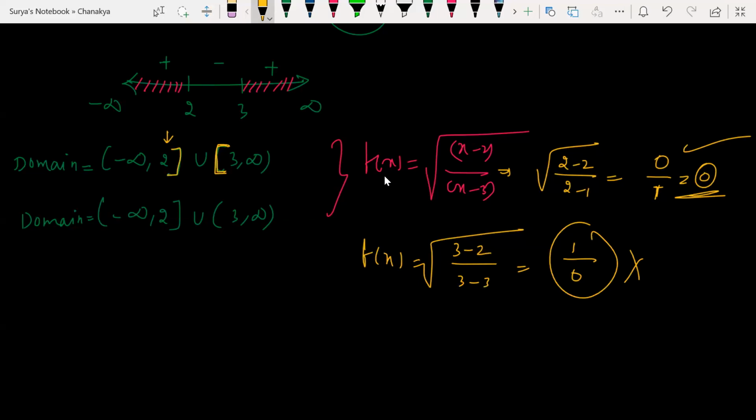No, you can't keep 3 there. If you keep 3, what will happen? The denominator becomes 0, which means the function is undefined. So you can't put a close bracket at 3.